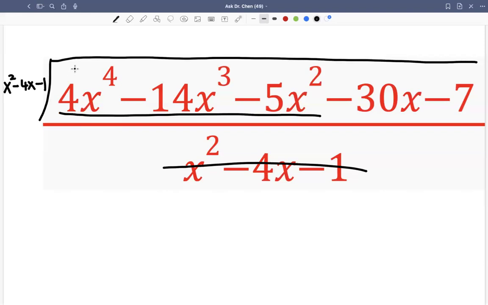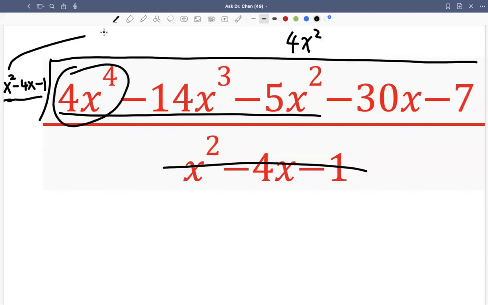But the thinking is the same. We're using the leading term divided by the leading term. 4x to the 4th divided by x squared is 4x squared. So we're going to write above the third term, 4x squared, right? Because we have a trinomial here, 3 terms. So we're taking 3 terms here also.